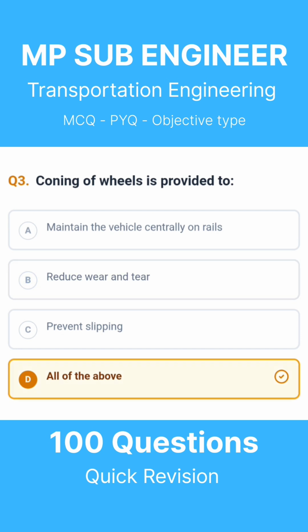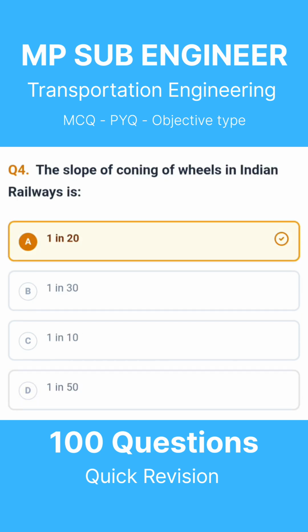Question 3. Coning of wheels is provided to. The correct answer is all of the above. Question 4. The slope of coning of wheels in Indian Railways is. The correct answer is 1 in 20.